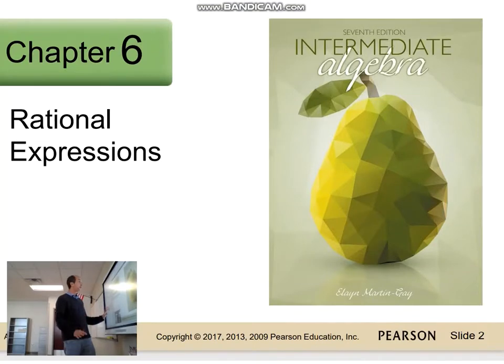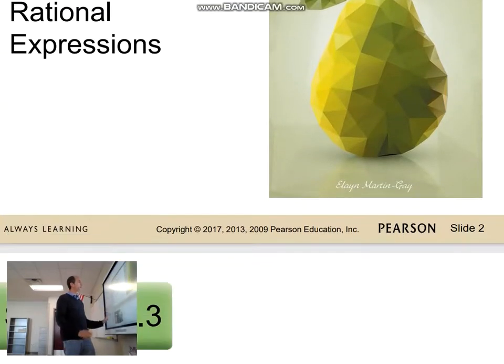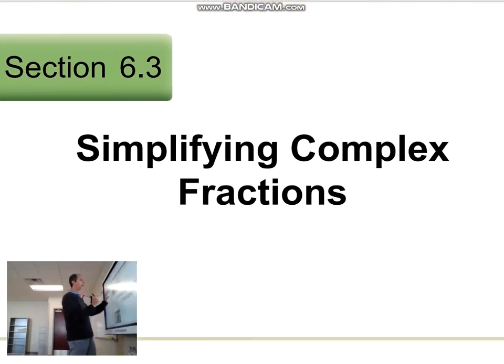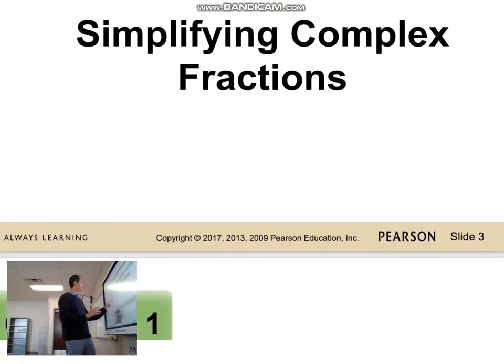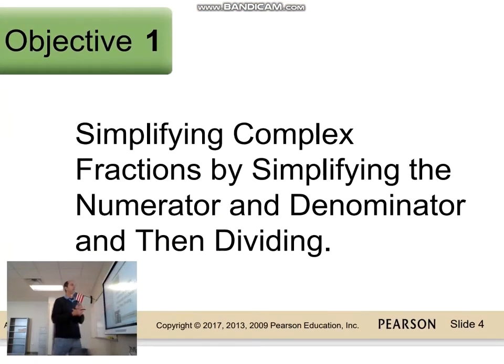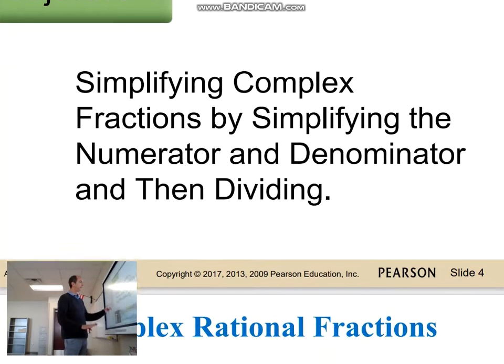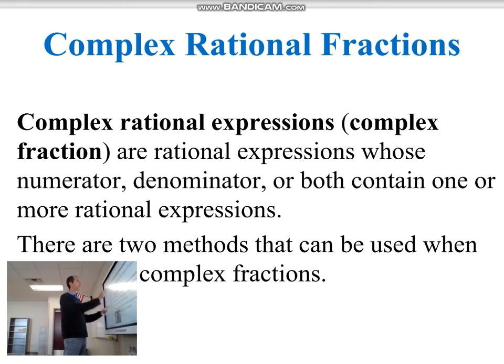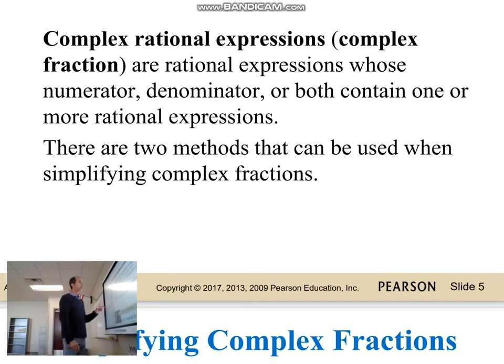Today we are working on Chapter 3, Rational Expressions, Section 6.3, Simplifying Complex Fractions. The first objective is to simplify complex fractions by simplifying the numerator and denominator and then dividing. Complex rational expressions are rational expressions whose numerator and denominator both contain one or more rational expressions.